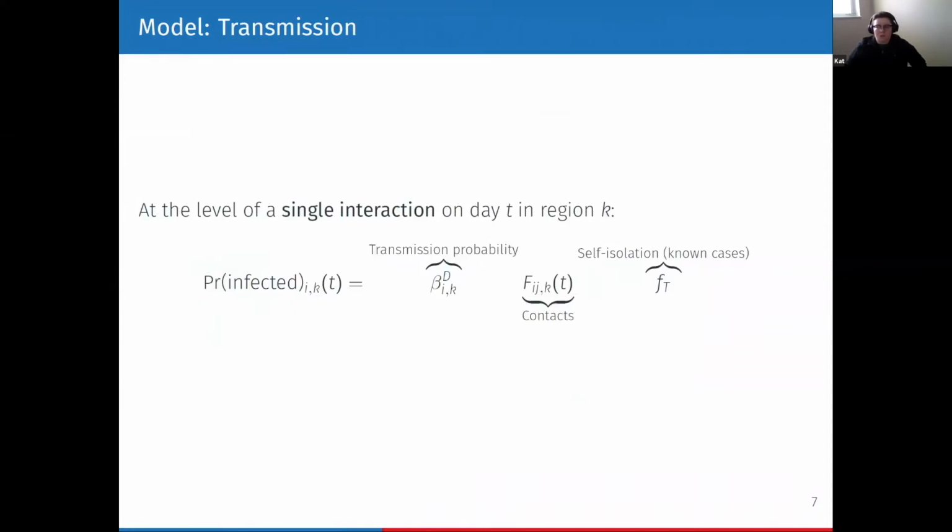that. So transmission, as we discussed, it depends quite a lot on your contacts. At the level of a single interaction on day T and region K in the model, your probability of becoming infected depends not only on that transmission probability, but also on your contacts and the extent to which you've reduced them, either through closures or through voluntary distancing. And as well, it depends on self-isolation. So we assume in the model that if someone tests positive for COVID, they reduce their contacts because they're self-isolating. So your risk of contracting SARS-CoV-2 from them is lower.